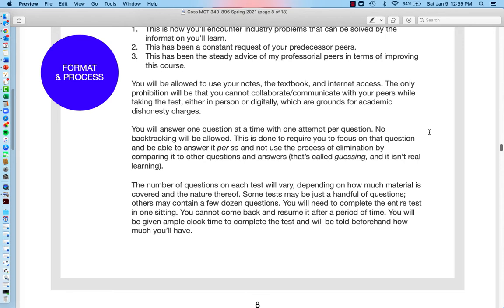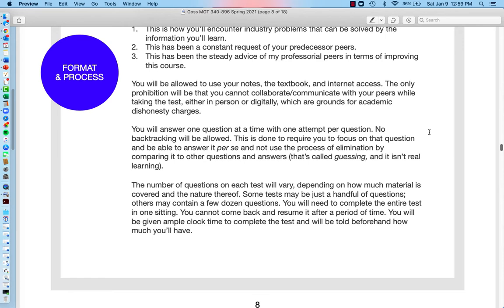Now, how many questions are going to be on each test? That's a good question in and of itself. Some chapters are longer and have a whole lot more testable material than others do. As a result, you're going to see different lengths of these tests. But I promise you, I will give you plenty of time, even if you work at somewhat of a snail's pace, to answer these questions within the stated time period.